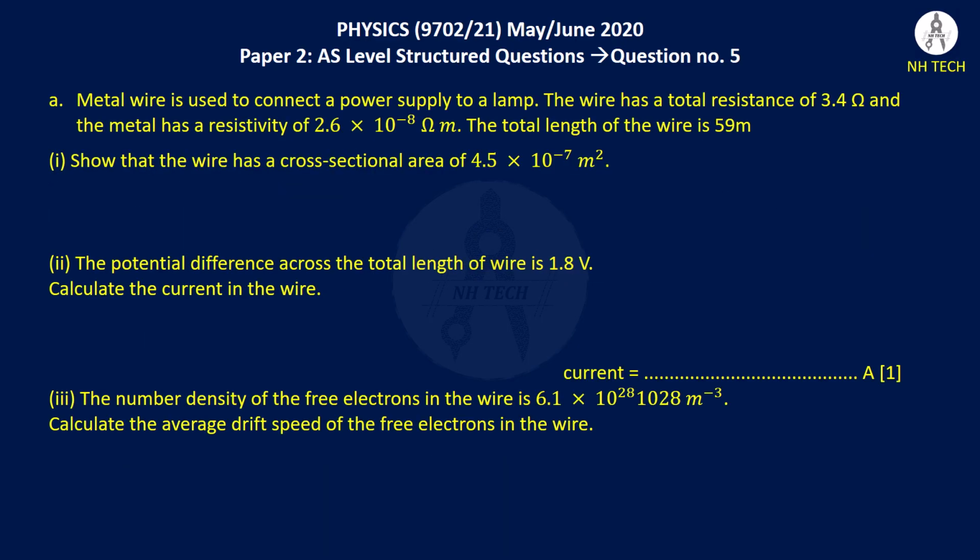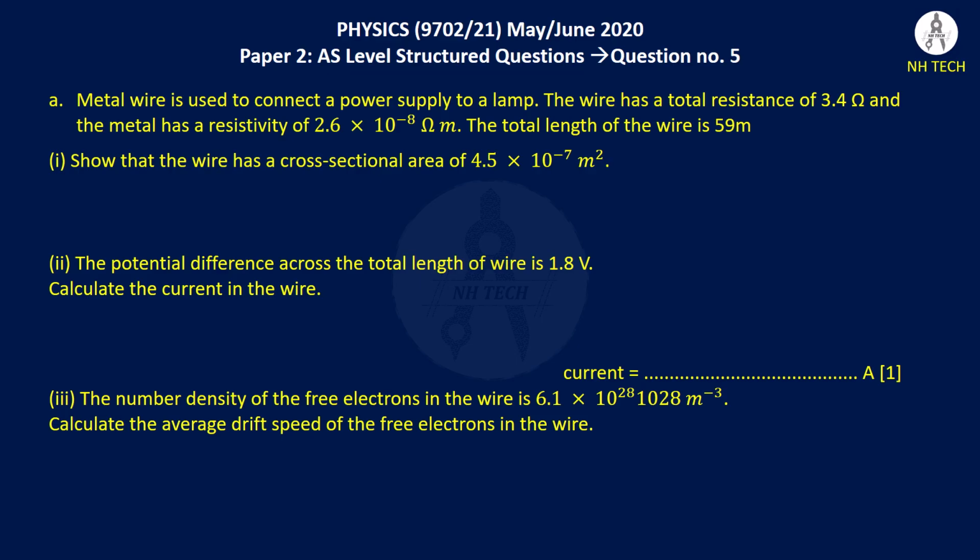The next question we're going to solve is from the May-June 2020 exam, Paper 2, Question 5. Part A. Metal wire is used to connect a power supply to a lamp. The wire has a total resistance of 3.4 ohms and the metal has a resistivity of 2.6 into 10 raised power minus 8 ohm meter. The total length of the wire is 59 meters. Show that the wire has a cross-sectional area of 4.5 into 10 raised power minus 7 meter square.